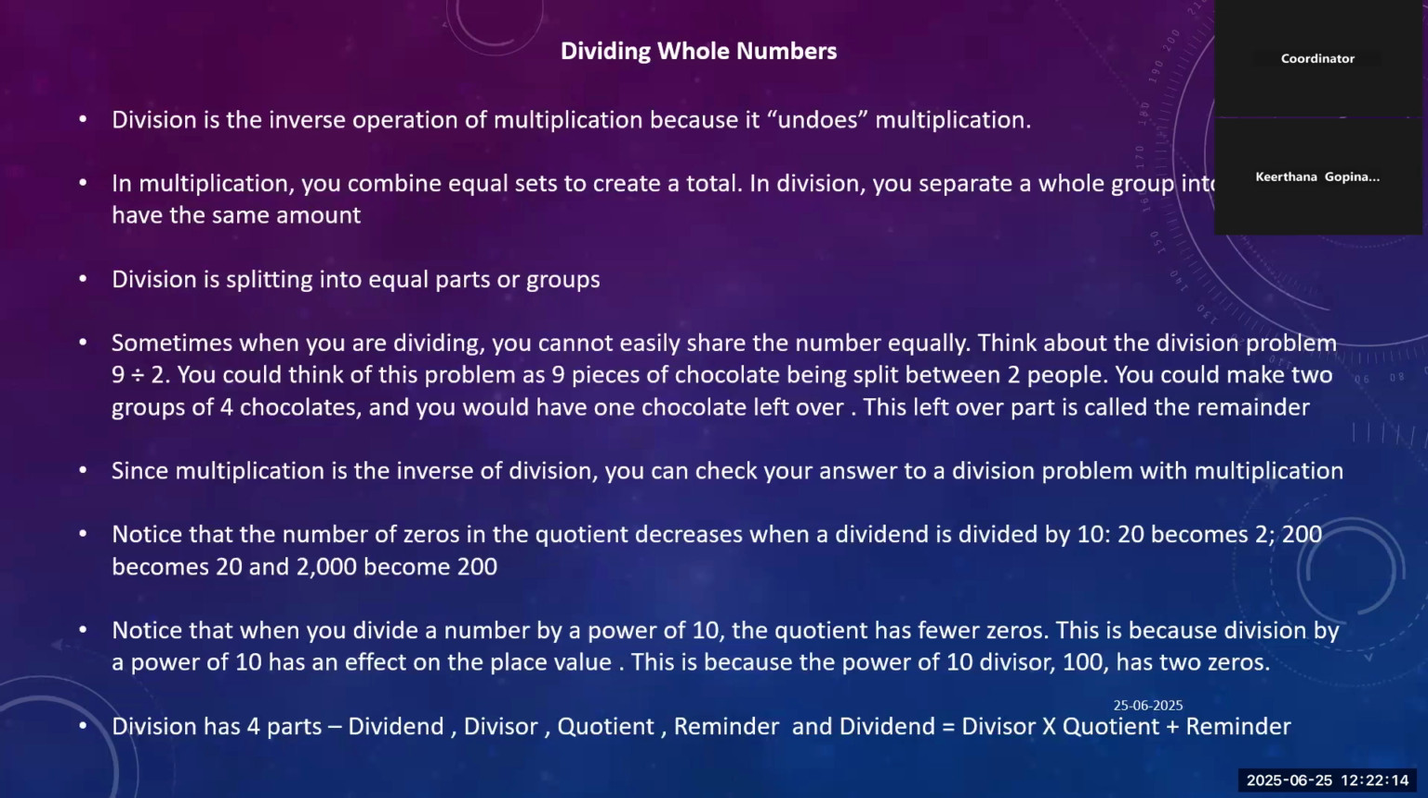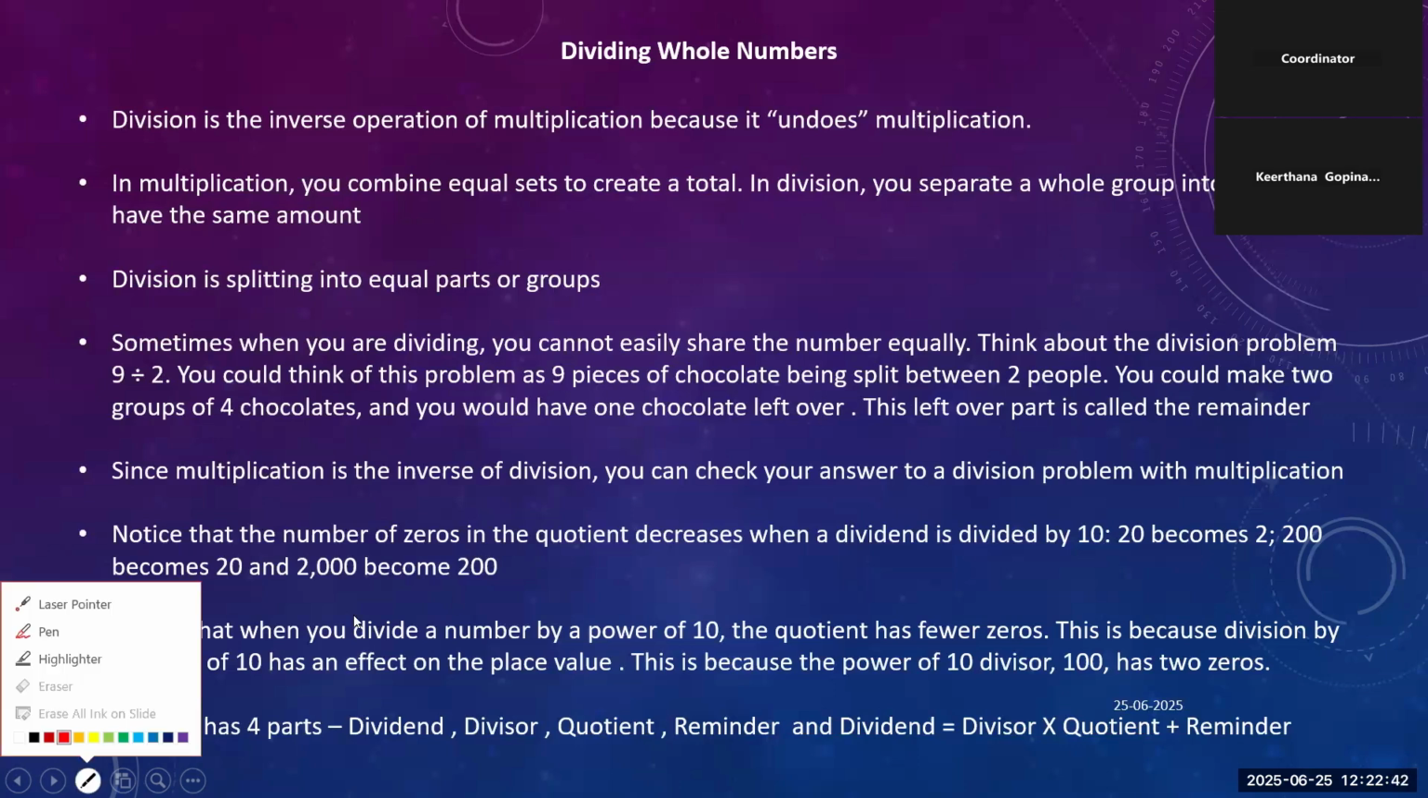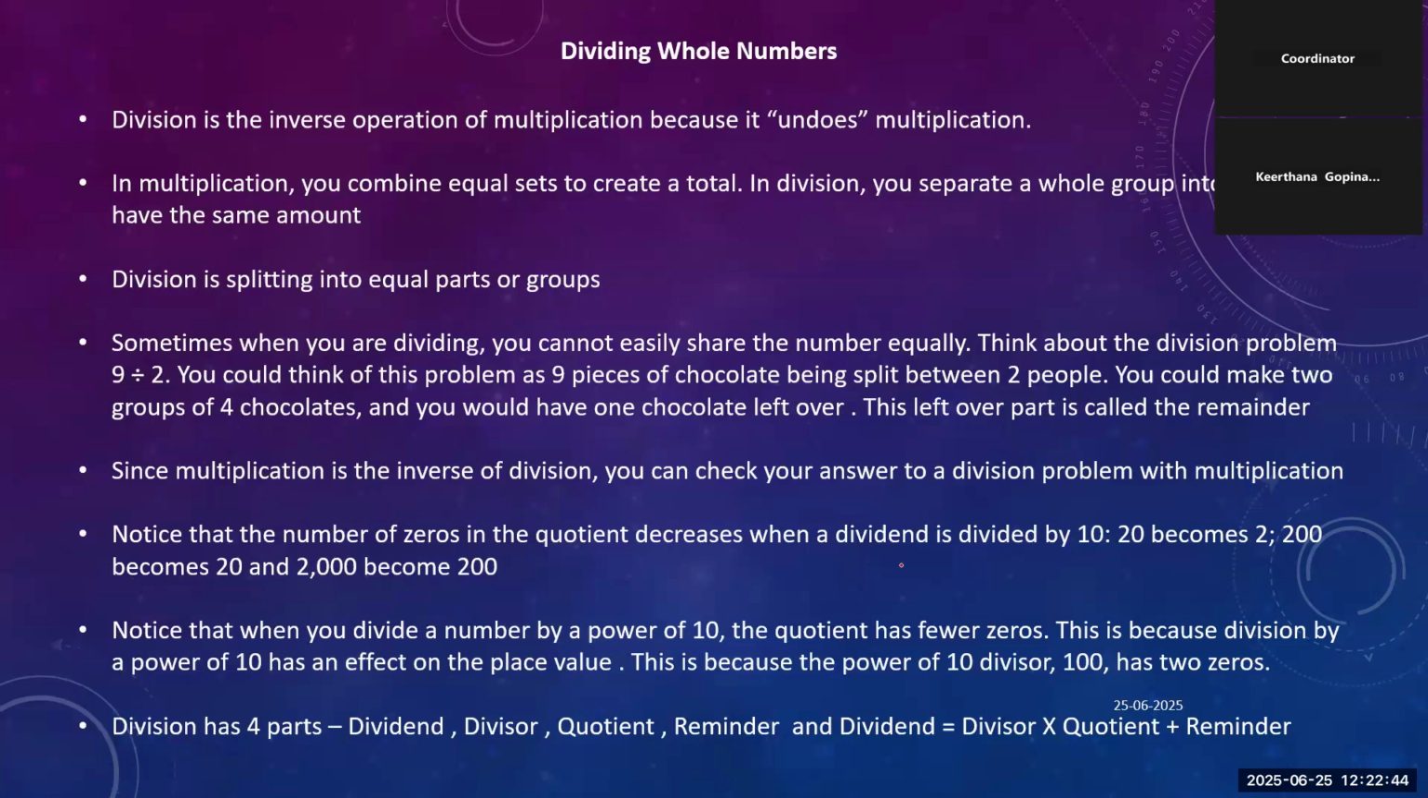When you divide a number by 1000, how many zeros will there be? The answer is 20. No, no. Which answer are you talking about? 2000 divided by 20, 2000 divided by 200. I'm just explaining the concept to you. I'm not asking you to divide.